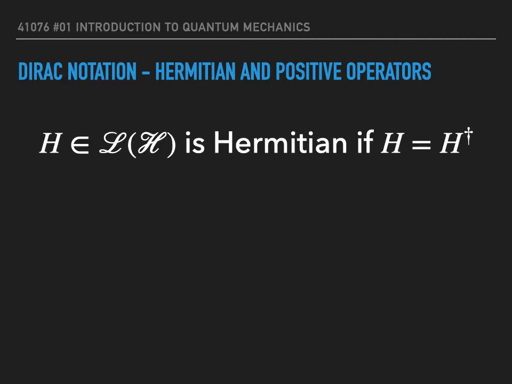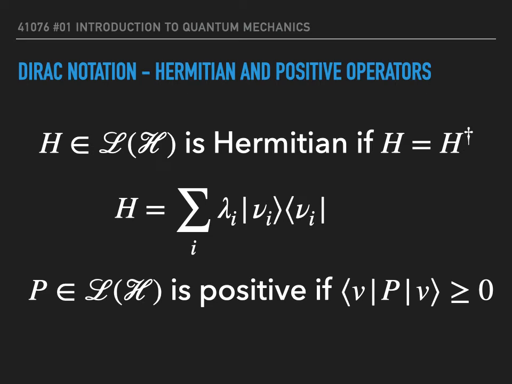A linear operator H is Hermitian if H is equal to its Hermitian conjugate or transpose conjugate. Every Hermitian matrix has a spectral decomposition into eigenvalues lambda i and its corresponding eigenvectors nu i.